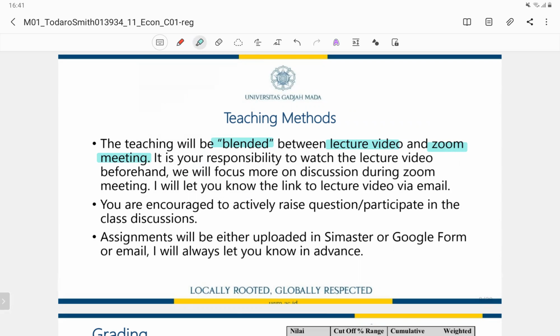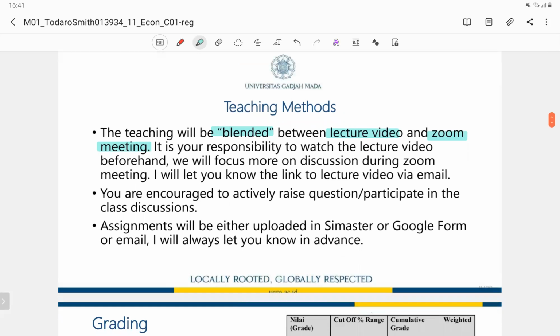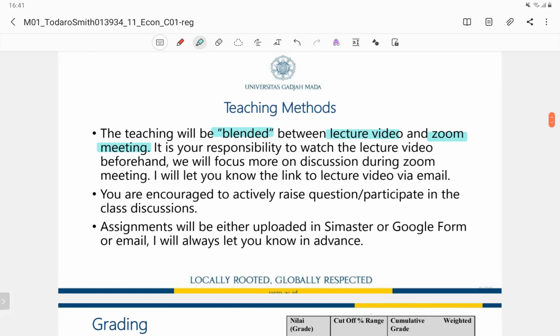So ideally, I will upload a material video on YouTube before the class meeting. So you have the opportunity to watch the video first, and on the Zoom meeting, you can ask questions if you don't understand, or you can discuss issues that are interesting to you that have something to do with the current material. So ideally, I want our Zoom meeting to be more about discussion rather than my monologue. Okay.